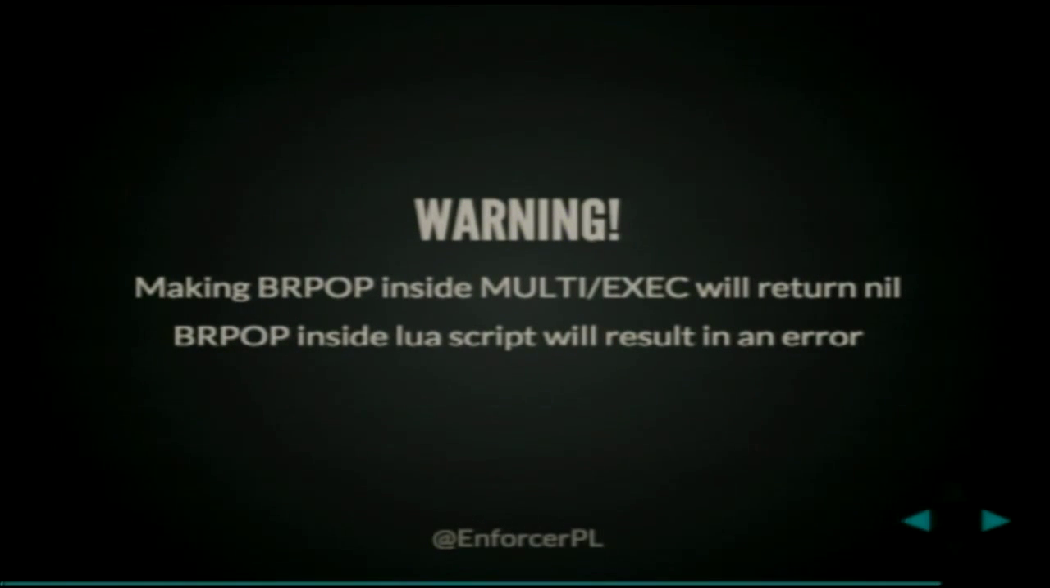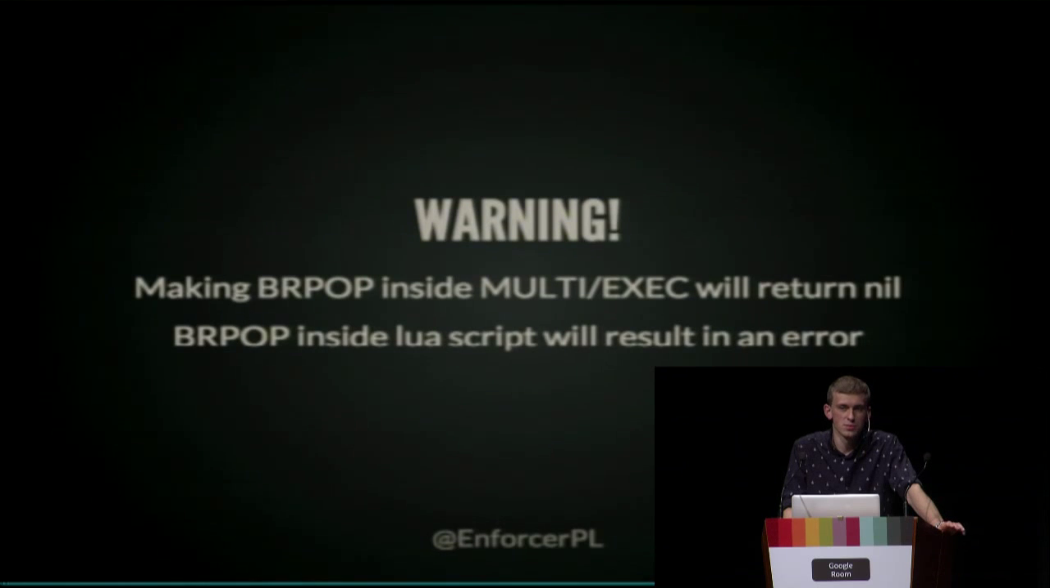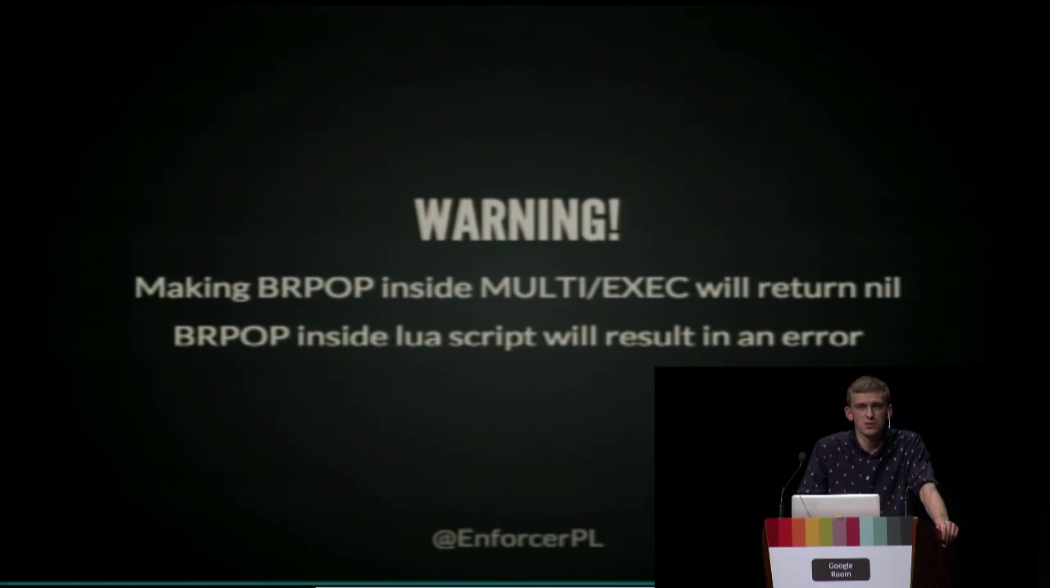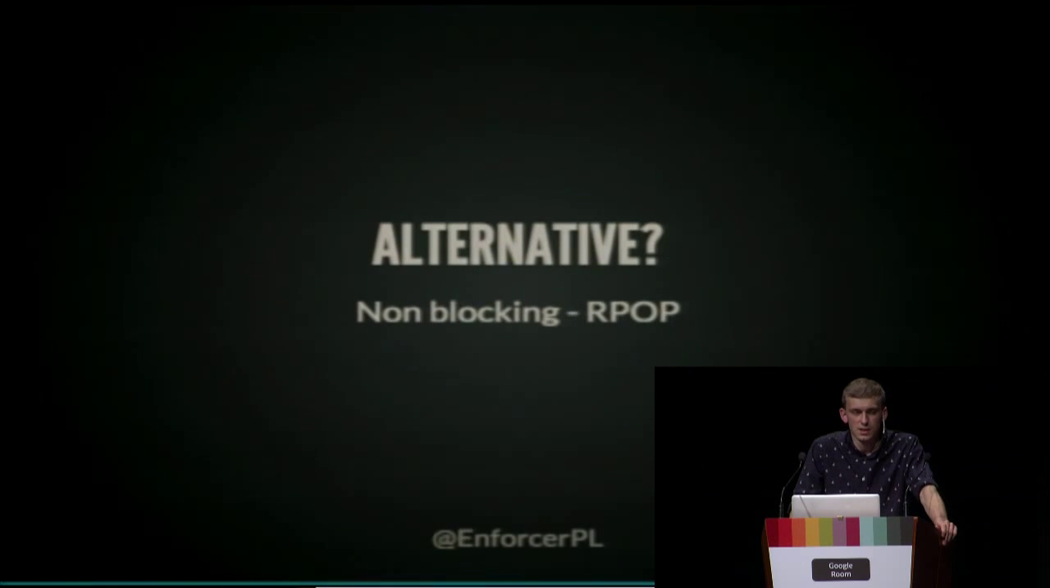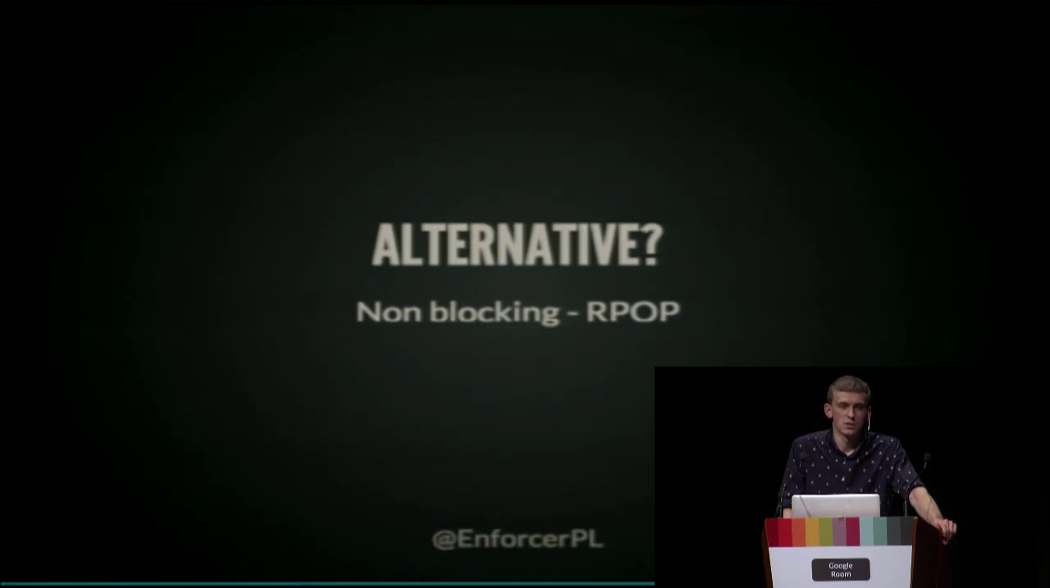Okay, but there's a warning. Multi-exec blocks and Lua scripts are all atomic in Redis. The problem is that blocking invocations in an atomic way make no sense. It would mean that the Redis instance has to be blocked forever to serve this one. So making brpop inside multi-exec will return you nil, so it's None in the Python client, and invoking such a Lua script, Redis will respond with an error. Alternatively, you can use an rpop. With its non-blocking feature, it will return you either nil if the lock cannot be acquired, or a value if it has.